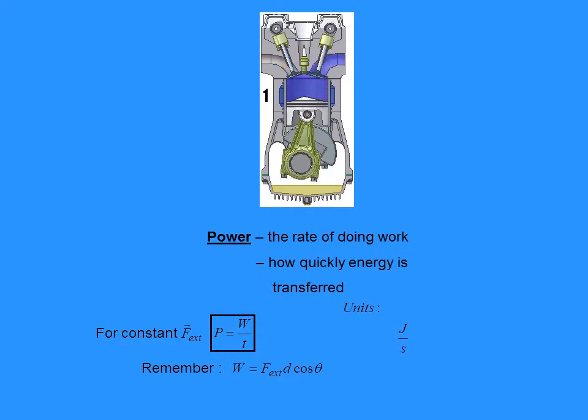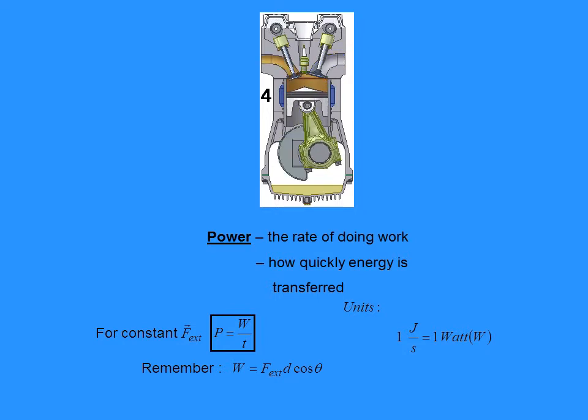Now, joules per second are a useful enough combination that it's given its very own special name, named after a physicist by the name of James Watt. So 1 joule per second of energy transferred is 1 watt of power. So a 60-watt light bulb is transferring energy at 60 joules every second. And a 120-watt light bulb is transferring energy twice as quickly, 120 joules every second.